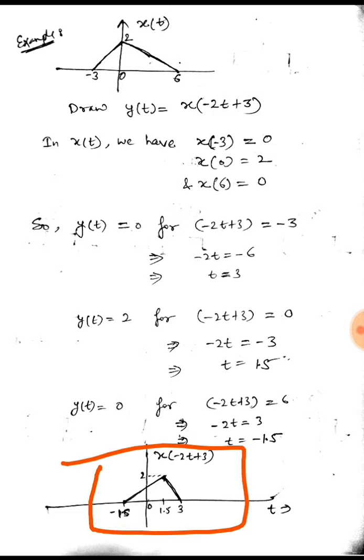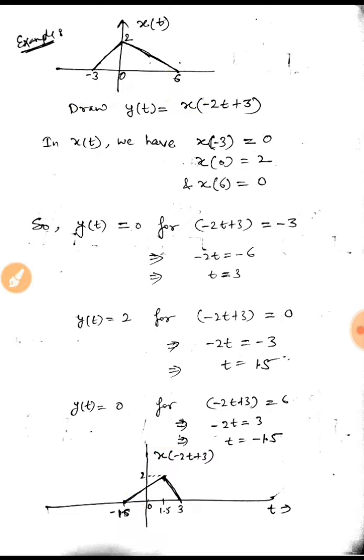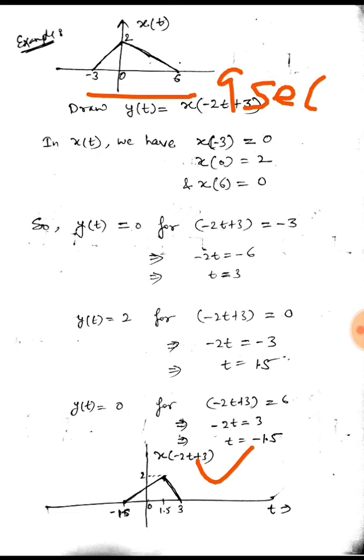the value which I was getting at -3, I am now getting at 3. The value which I was getting at 6, I am now getting at -1.5, and the value I was getting at 0, I am getting at 1.5. So you can see in this function we have performed 3 operations. The range of this signal was -3 to 6, that is 9 seconds, but the range of this signal is -1.5 to 3, that is 4.5 seconds only.